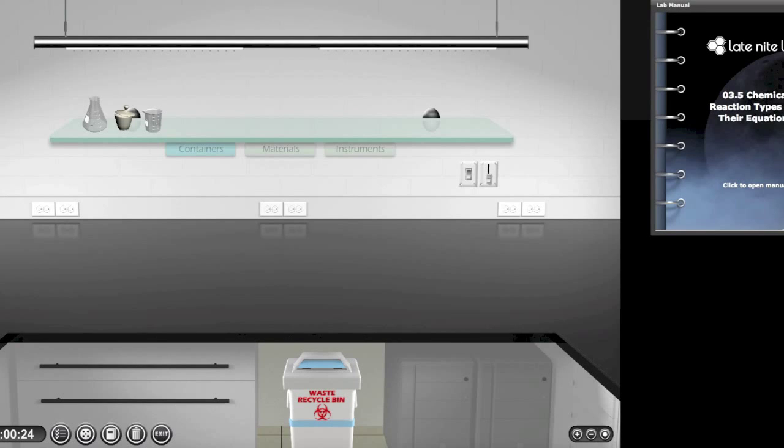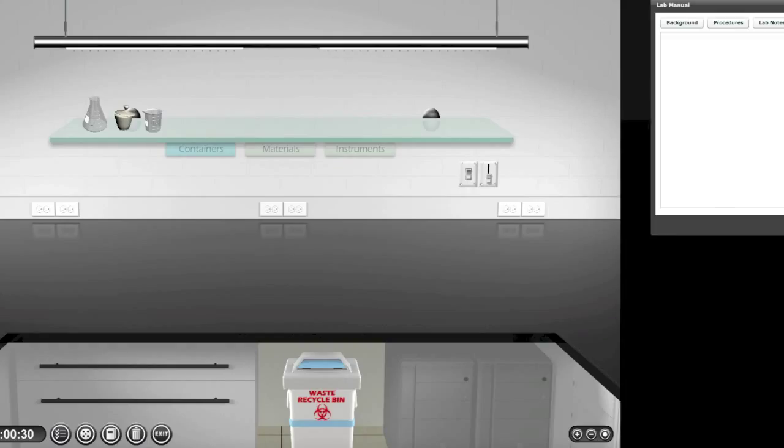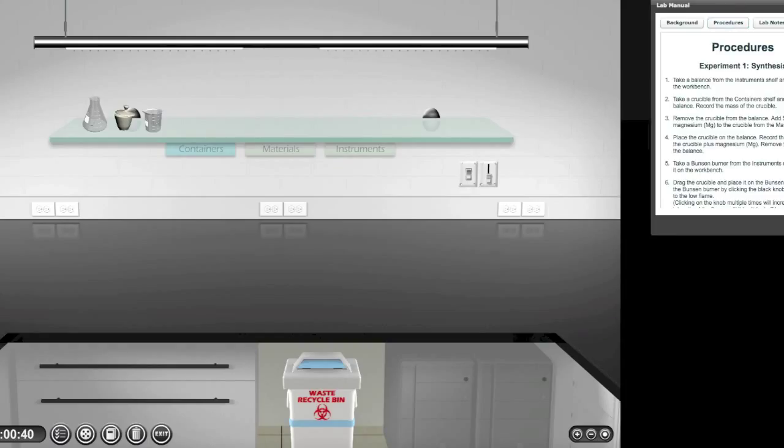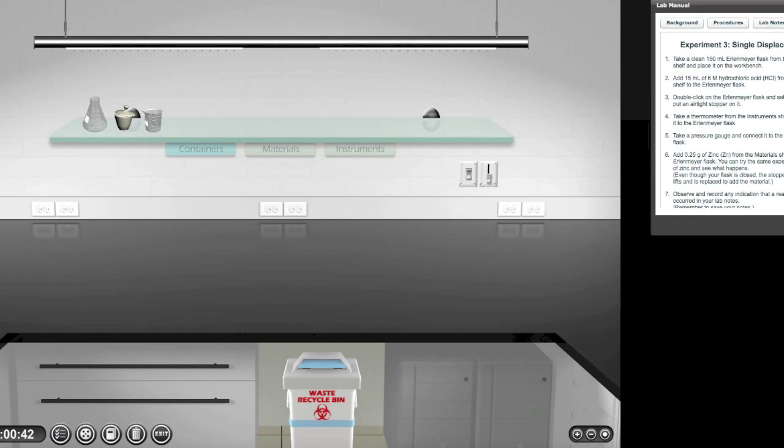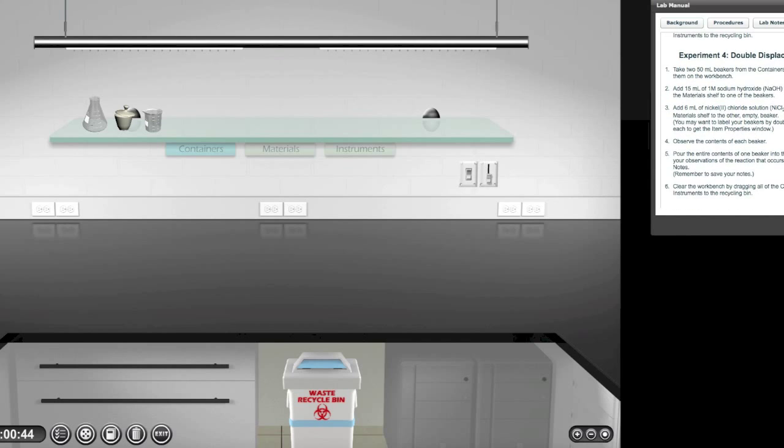In this experiment, Anna and I will be performing a double displacement reaction. This is a reaction in which the cations and anions in the reactants break apart and switch places, forming two new products. For this particular reaction, we will be mixing 15 milliliters of 1 molar sodium hydroxide with 6 milliliters of 1 molar nickel 2 chloride.